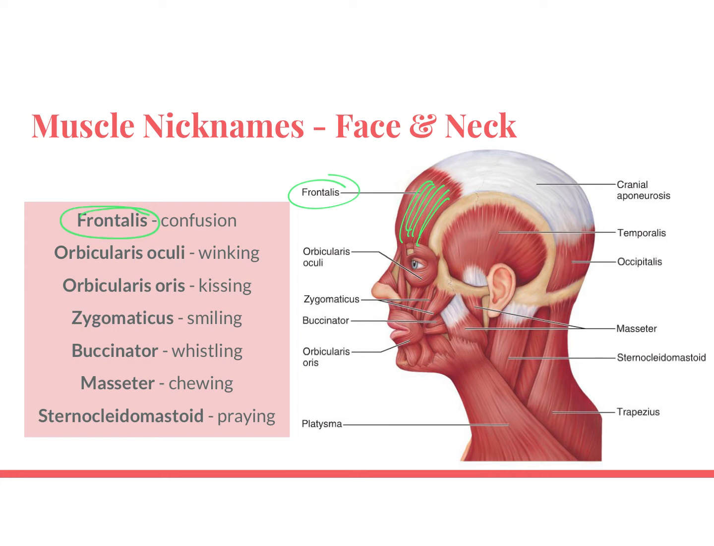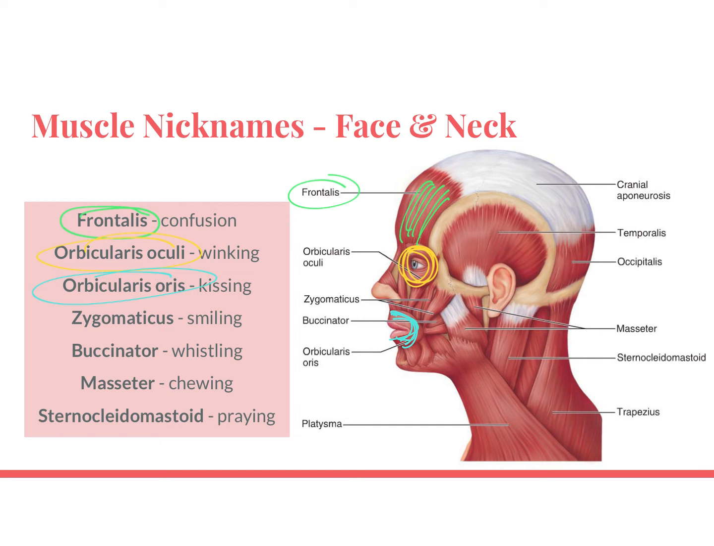Next, you have orbicularis oculi. Orbicularis meaning circular, oculi referring to your eye. That nickname is the winking muscle, and that is the muscle located around your eye that allows you to wink and blink your eyelid shut. All right, next we have orbicularis oris, again circular, oris referring to the mouth. That is the circular muscle that's around the lips, and it's known as the kissing muscle because that's what allows you to protrude your lips out.